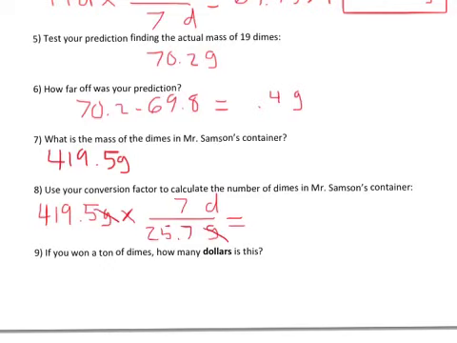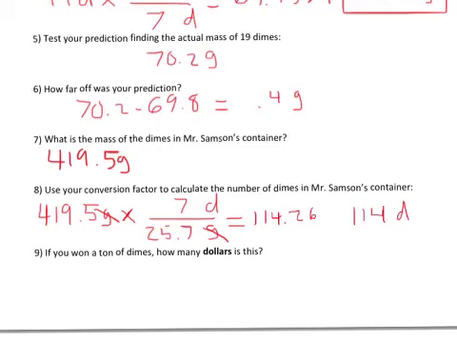So when I put this in my calculator, I'm going to say 419.5 times the top divided by the bottom. And when I do that, what I come up with is 114.26 dimes. Well, clearly you can't have 0.26 of a dime, so I'm just going to round this to the nearest dime, and that gives me 114 dimes as my prediction.